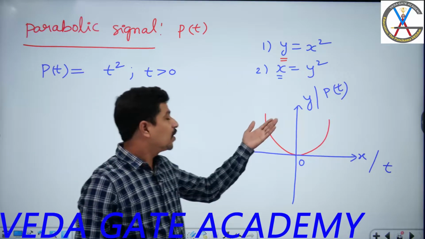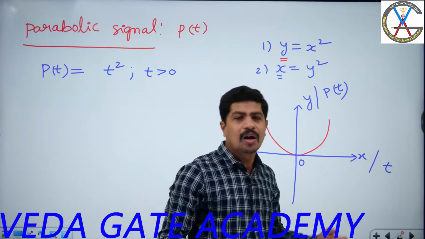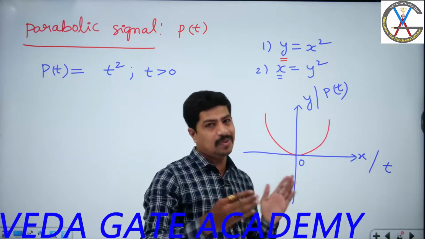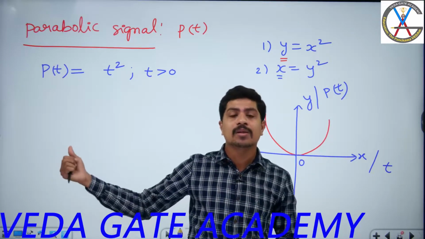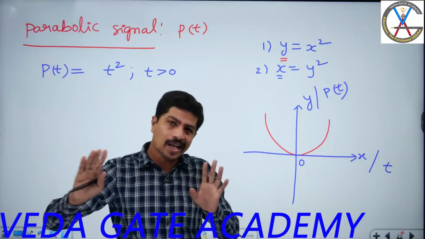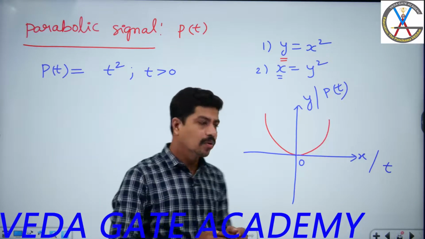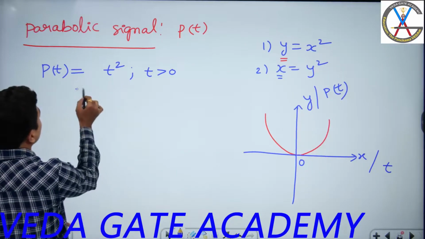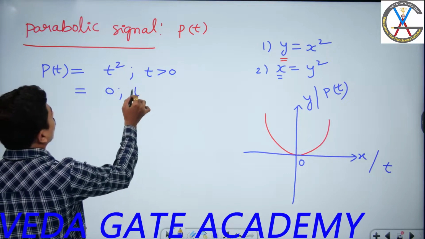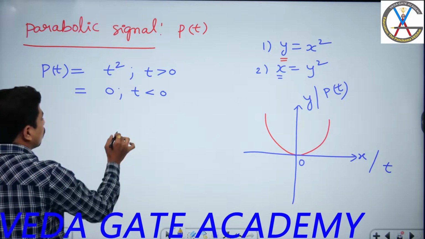Here we draw y is equal to x square parabola for x value from minus infinity to plus infinity. But in control systems we need the parabola only for t greater than 0. Only for t greater than 0. Which means what part is equal to 0? Equal to 0 for t less than 0.